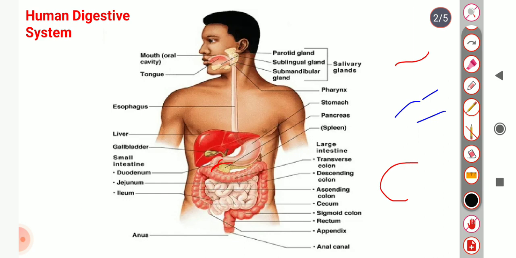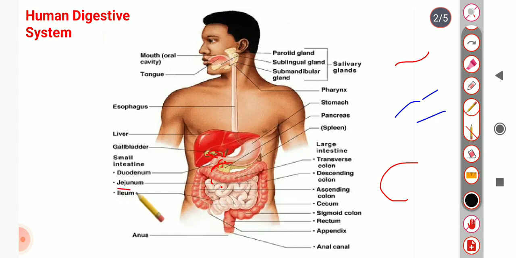The ampulla receives both the bile duct from the liver and the main pancreatic duct from the pancreas. Here you can see the gallbladder and the bile duct, which delivers bile salts into the duodenum of the small intestine.